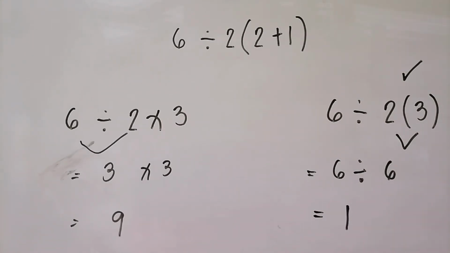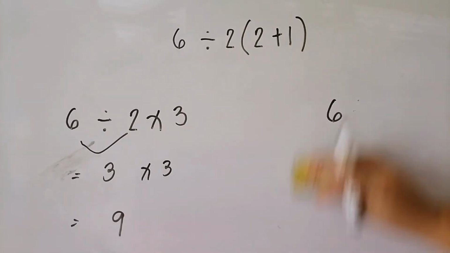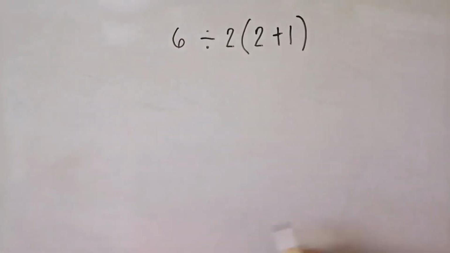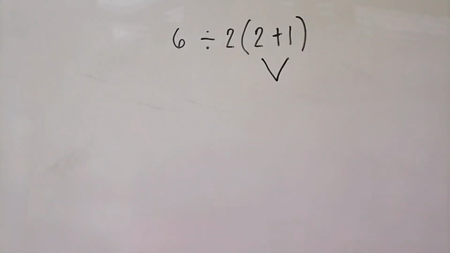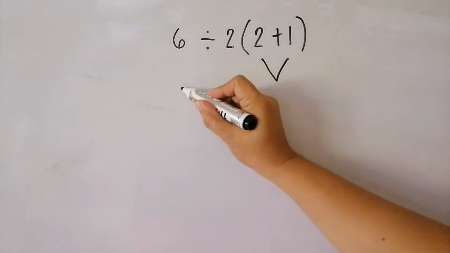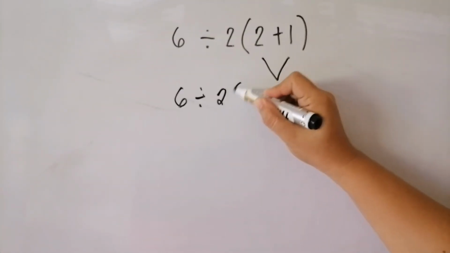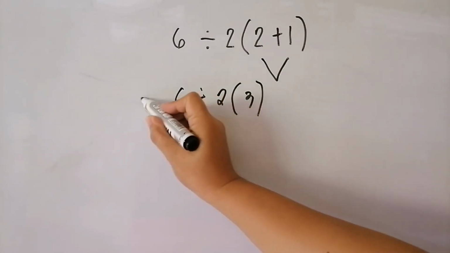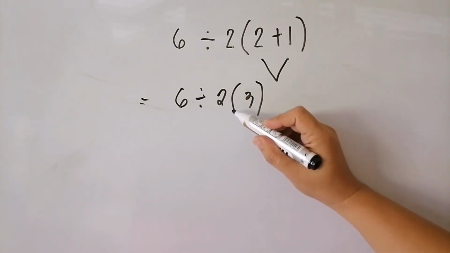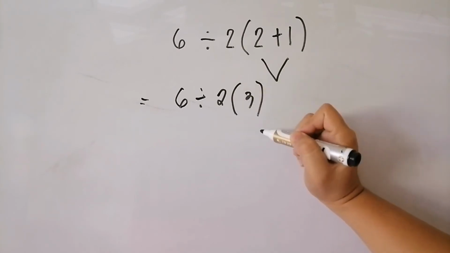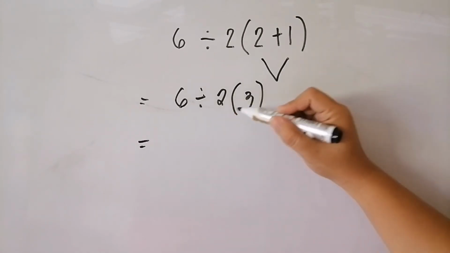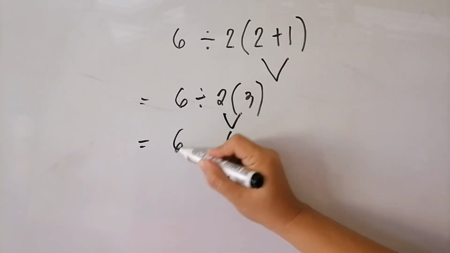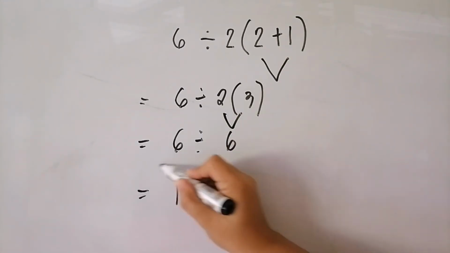So going back to this very controversial problem, 6 ÷ 2(2 + 1), since we have parentheses from the PEMDAS rule, we operate first on the numbers in parentheses. So you now have 6 ÷ 2(3). Again, as I told you earlier, if the multiplication is written in parentheses, it should be of higher priority compared to the left-to-right rule. So this is 6, and 6 divided by 6 is equal to 1.